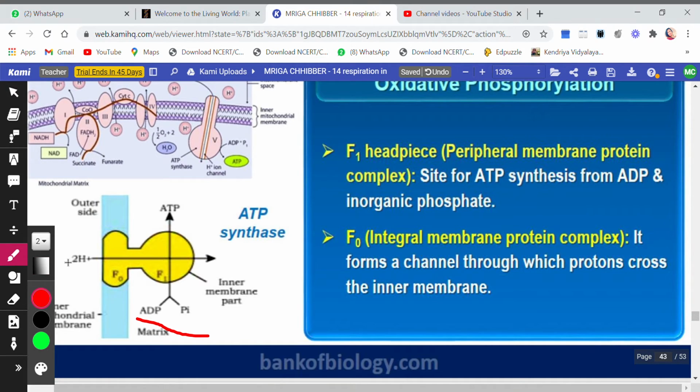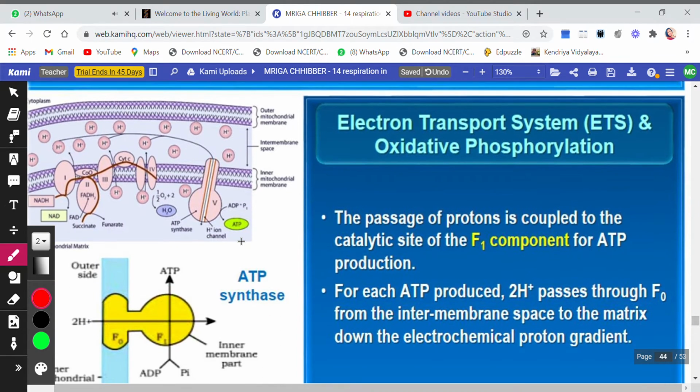It will form a channel through which the protons, if you remember, we have done this in the proton gradient topic, will cross the membrane. Okay. Cross the inner membrane. Okay, so this is what we had already finished, we have already done.